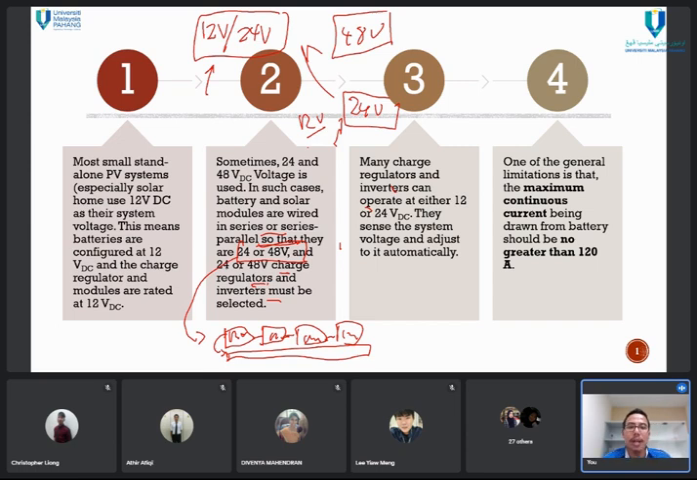Okay, many charge regulators and inverters can operate at either 12 or 24 volt. Charge regulators and inverters also sense the system voltage and adjust to it automatically. Like I told you, in this case they already have the sensor there. You don't have to be worried. They will detect a 12 volt or 24 volt system. One of the general limitations is that the maximum continuous current drawn from the battery should be no greater than 120A, regardless of the size or capacity.